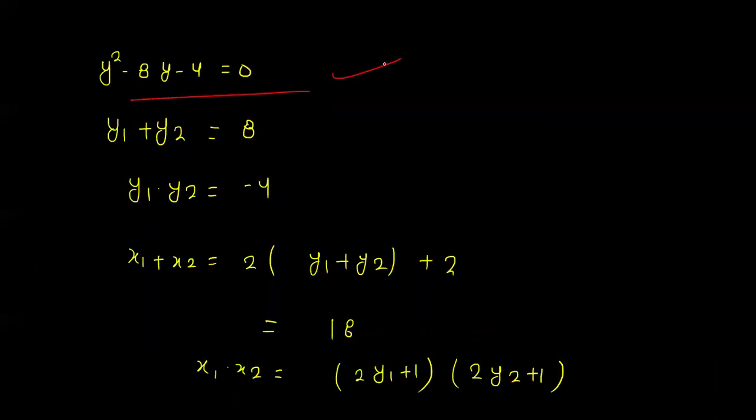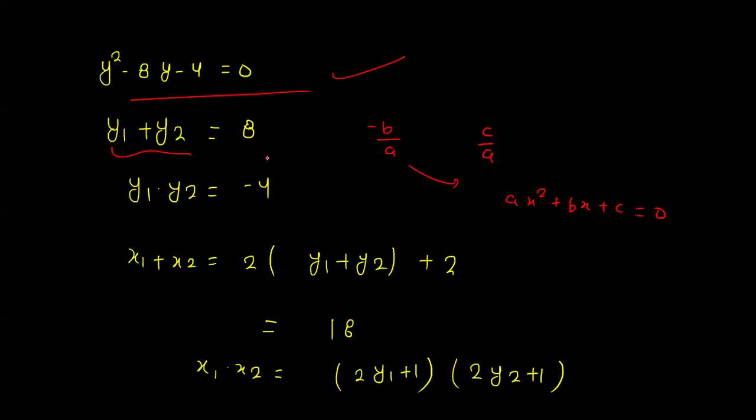So this is the quadratic in y. We know that the sum of the roots is minus b by a, and the product of the roots is c by a. So here, the general quadratic equation is like ax square plus bx plus c.